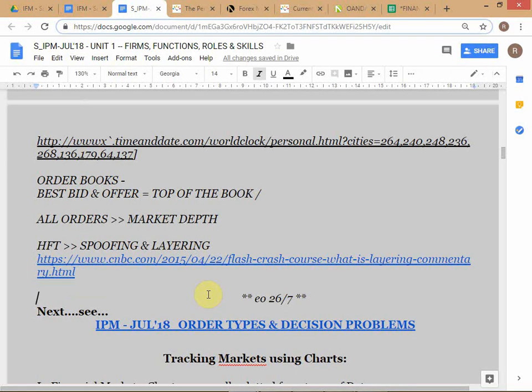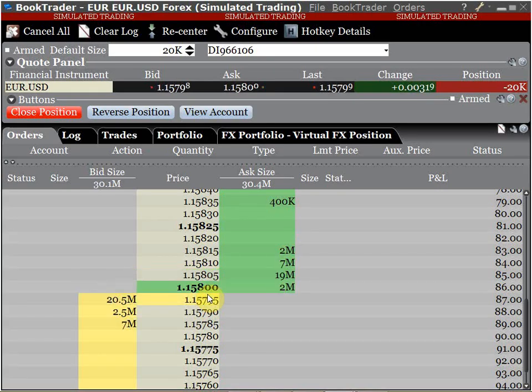Okay, I've put these in, and I've also given you a CNBC article that you can read to understand the definition of spoofing and layering. There are two terms that you should be familiar with, spoofing and layering, and they appear mainly in the context of HFT.